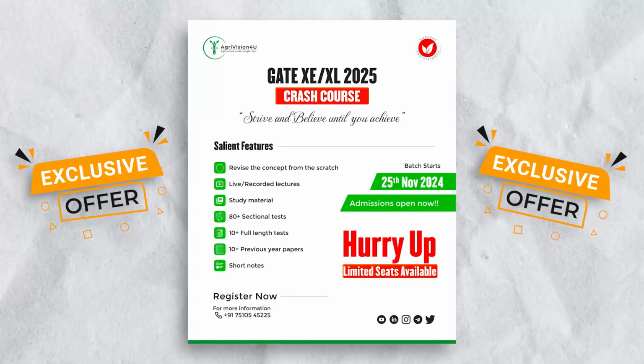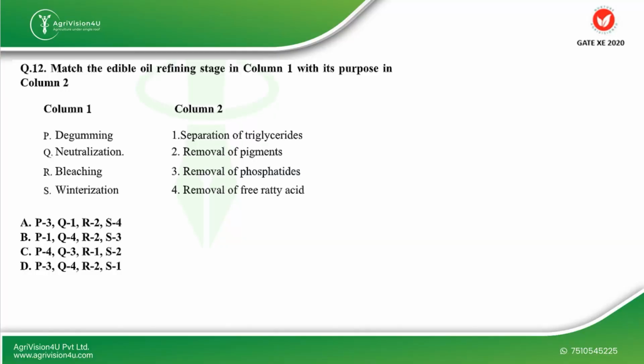So let's get started. Question number 12. Match the edible oil refining stage in column 1 with its purpose in column 2. Okay. So first one is degumming. So degumming is the stage which involves the removal of phosphatides from the oil. Actually phosphatides are the compounds that can cause the oil to become cloudy or gummy. So P will go with 3, that is removal of phosphatides.